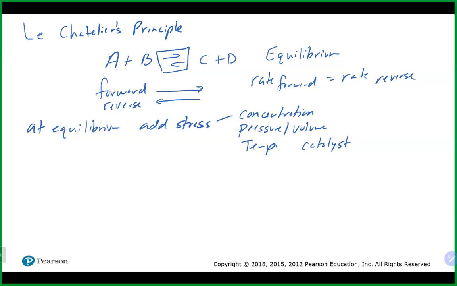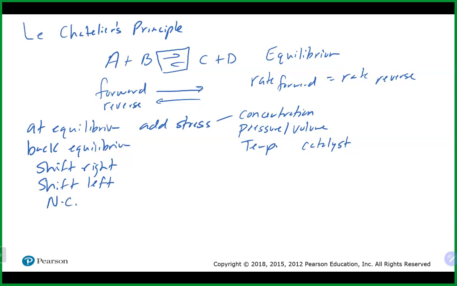The way that it tries to get back to equilibrium is it will do one of two things. It will shift to the right, which means it will make more products. It will shift to the left, which means it will make more reactants. Or there will be no change, which is a possible option that could occur.